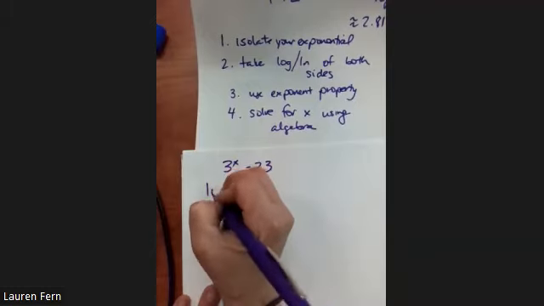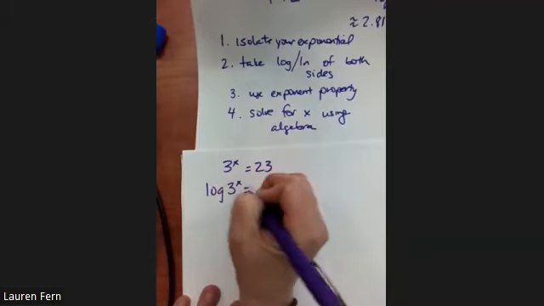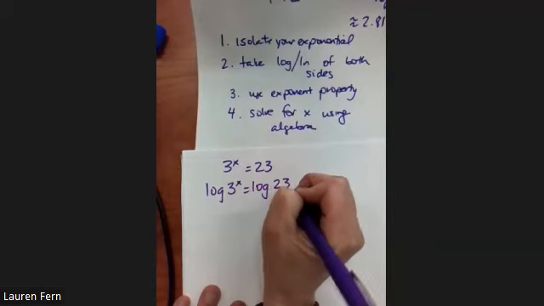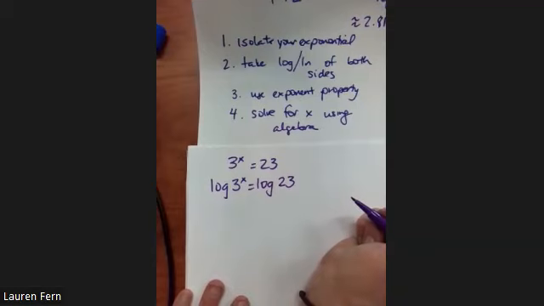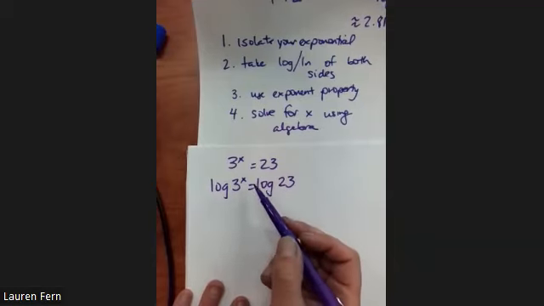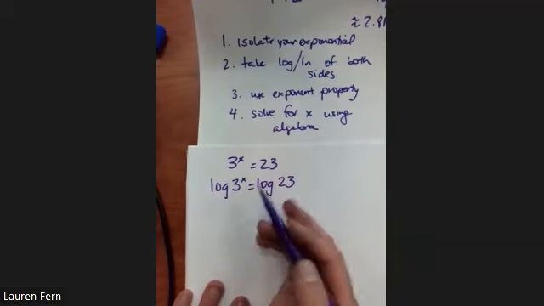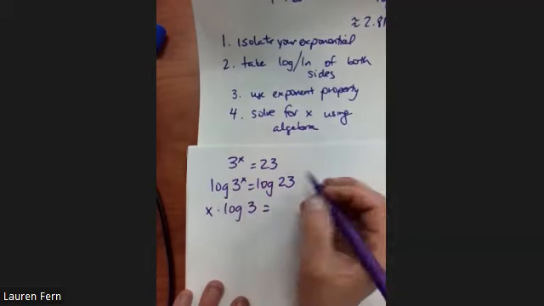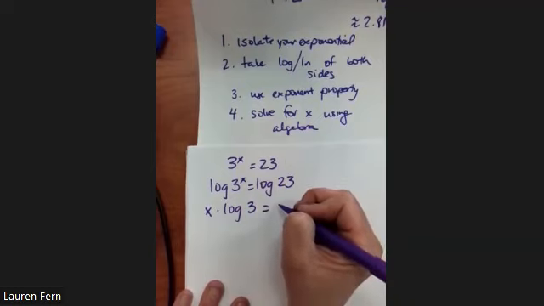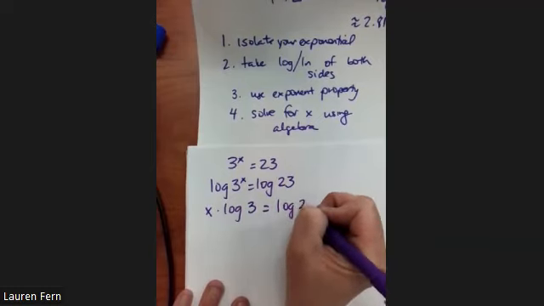Okay, so what do we do? Take a log of both sides. I'll just use my log for absolutely no good reason. What do I do with my exponent? Down in front. So my left side becomes x times log of 3 equals log of 23.